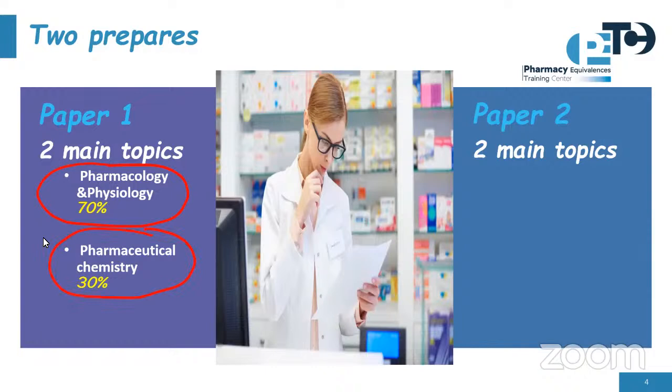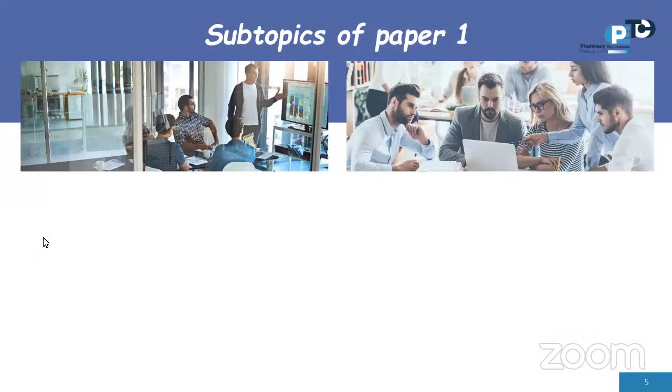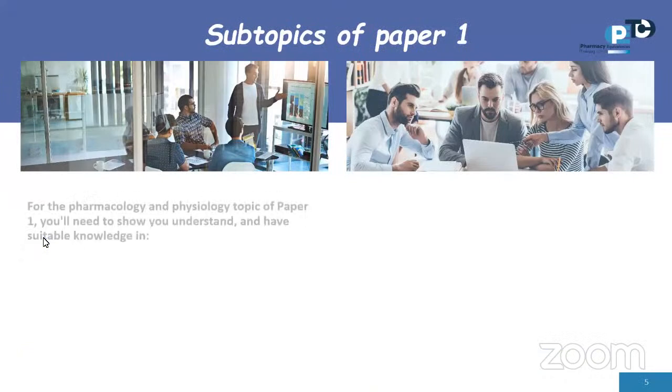While in paper 2, 70% is therapeutics. We will see the topics below this main topic, which is therapeutics. The second part is pharmaceutics, which also represents about 30% of the content of this paper. Each paper, each topic has subtopics, so let us see them.